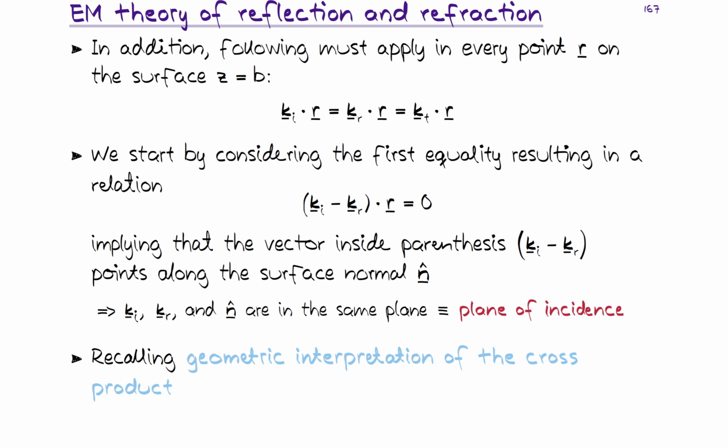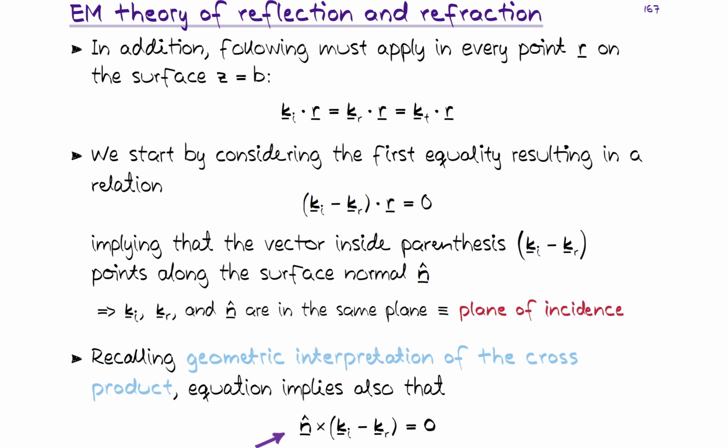And now let's look at the geometric interpretation of the cross product, the vector product. This equation above also implies that if we take the cross product of the surface normal n hat with the vector ki minus kr, then this should be a 0 vector. Because if this vector ki minus kr points along the surface normal n, then taking the cross product with the surface normal, I will always get a 0 vector out. So this is basically just making use of the geometric interpretation of the cross product.